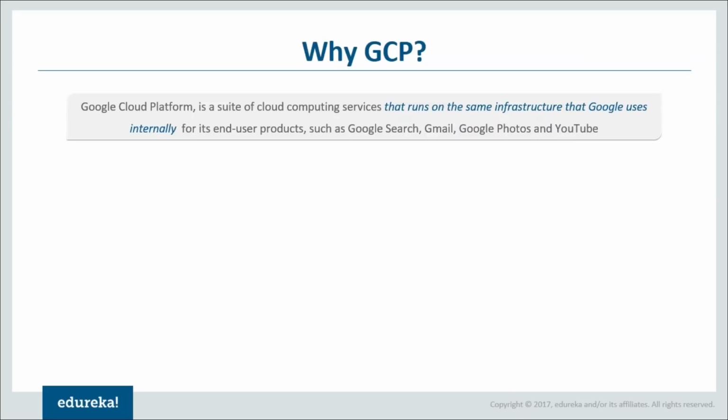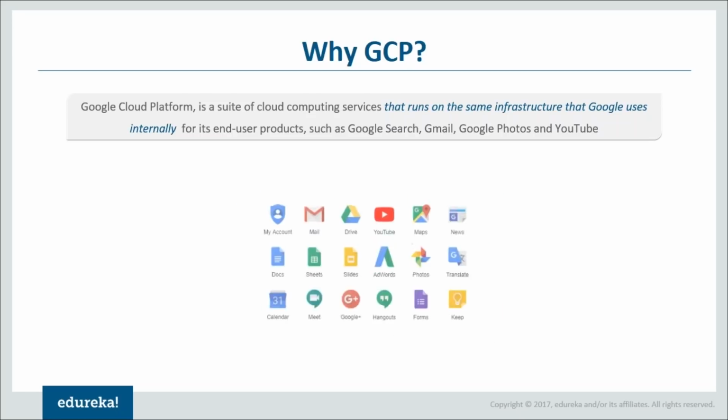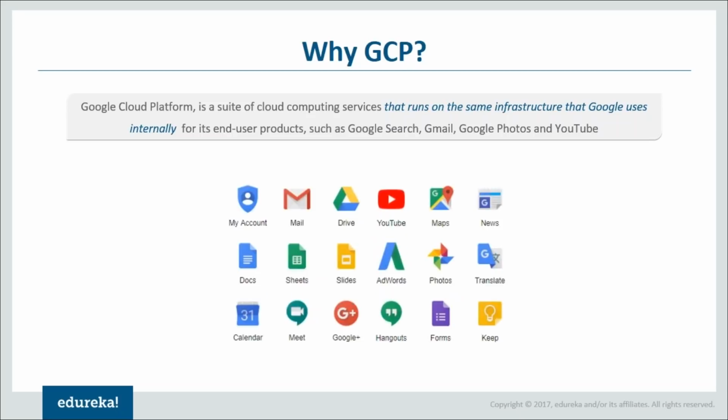Google Cloud Platform is a suite of computing services that run on the same infrastructure that Google uses internally for its end-user products, such as Google Search, Gmail, Google Photos, and YouTube. We all know how big the databases of Gmail, YouTube, and Google Search are, and I don't think in recent years Google's servers have ever gone down.